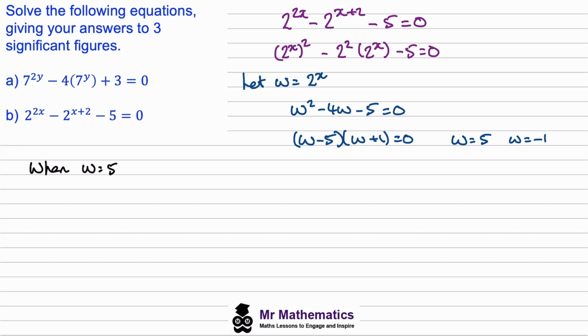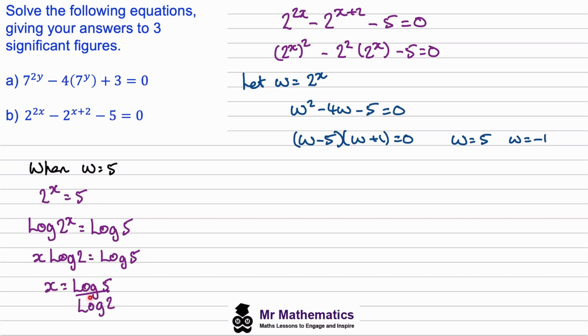So when w equals 5, we've got 2 to the x equals 5. We'll take the log of both sides, so we can bring this x down in front of a log, and then we can divide both sides by the log of 2. And when we work this out, we get x equals approximately 2.32. And then for our other solution, when w equals negative 1, we'll have 2 to the x equals negative 1.